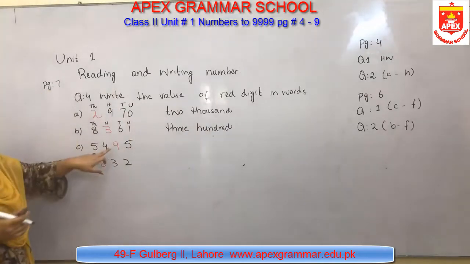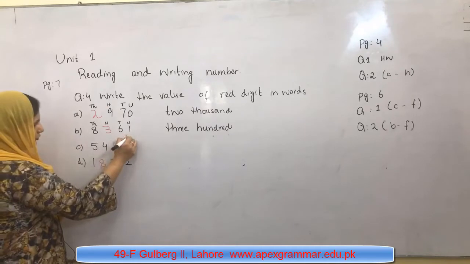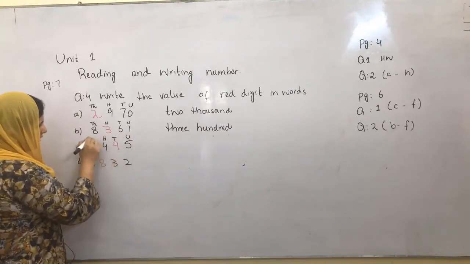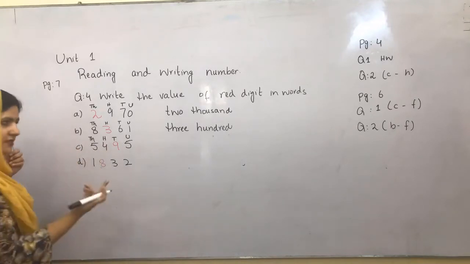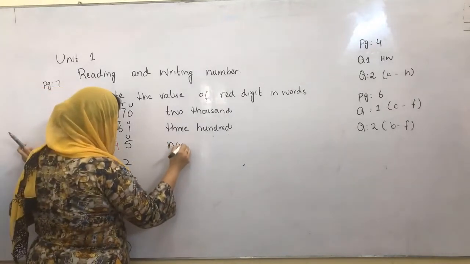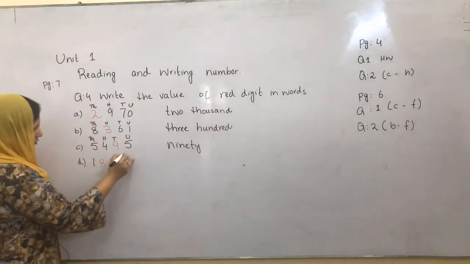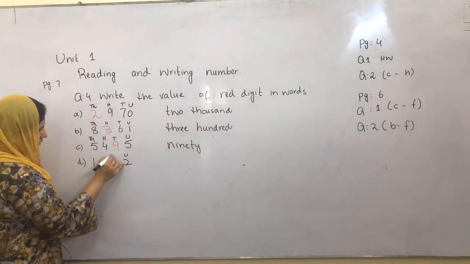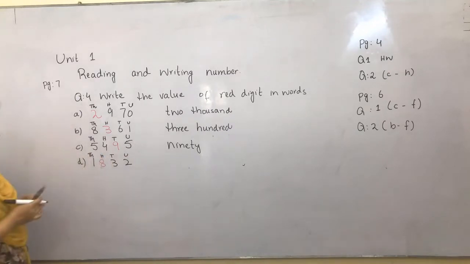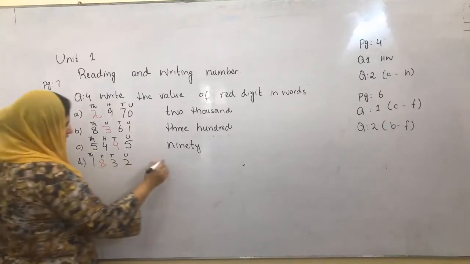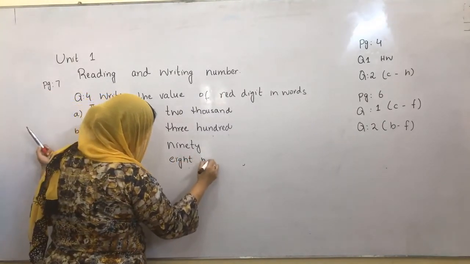Now the next number is 5 and 9. Where is the place value? Unit, 10, 100, 1000. 9 is in the tens place, it means 90. Now where is the place value? Unit, 10, 100, 1000. 8 is in the 100 place, 8 is the red, and 8 in the 100 place means 800.